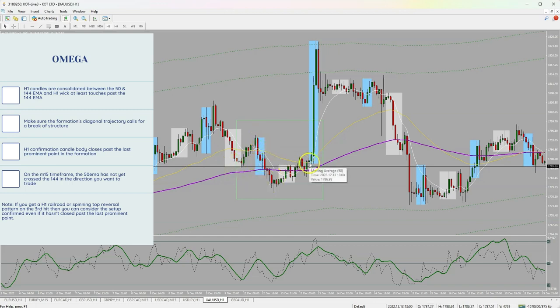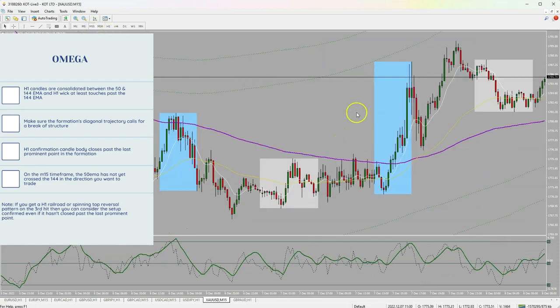We got the consolidation between the 144 and the 50. Again, it can come in and out of that 144 and 50. That's fine. It's essentially between those EMAs. The trajectory is correct because here's our last prominent point before we got the break of structure, and it is lower than the last prominent point that came right before that one. Trajectory is good. And of course, the H1 candle body closed past our last prominent point. First three rules are met. All we got to do is go to the 15-minute time frame and check that last rule.